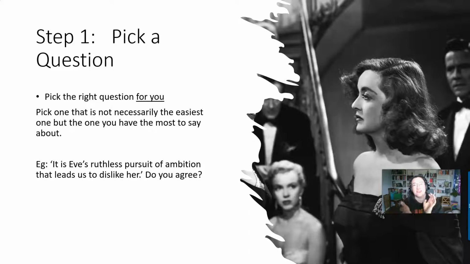Go for the one where you kind of go, I kind of agree with this statement, or I kind of disagree, but there's a bit of back and forth. That's the question you want to pick because it means that you're going to have an essay with depth. You're going to have something more interesting to say. Okay? The question that I'm going to use for this example is, it is Eve's ruthless pursuit of ambition that leads us to dislike her. Do you agree? Okay? That's the question that I'm going to be using today.